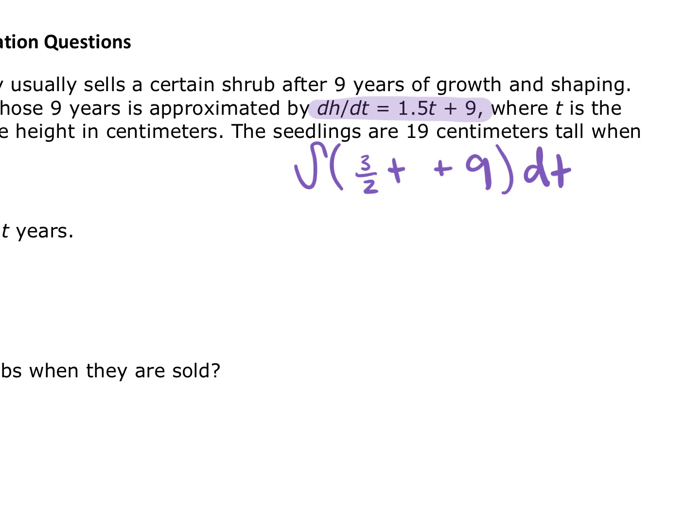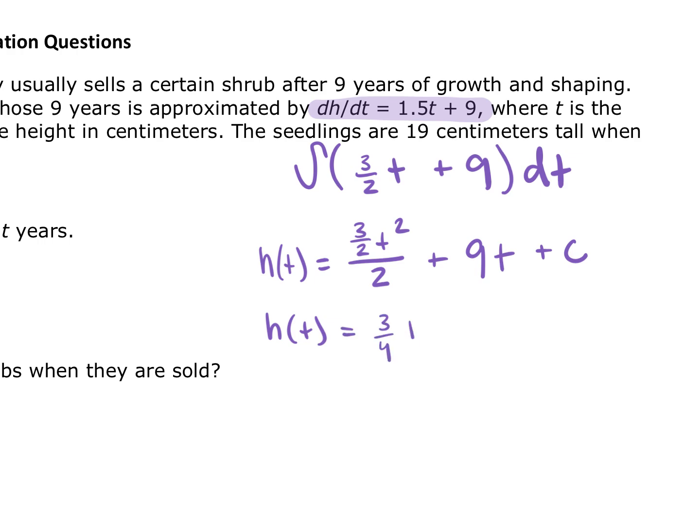So when we take the antiderivative, we add 1 to our exponent, so our new exponent is going to be 2, and then we divide by our new exponent. So we divide by 2. Plus, what's the antiderivative of 9? What's our variable here? T, so 9t plus c. So this is h of t. We can simplify it a little bit. I've got a fraction in a fraction here, so when I keep change flip, this would be 3/4 t squared plus 9t plus c.